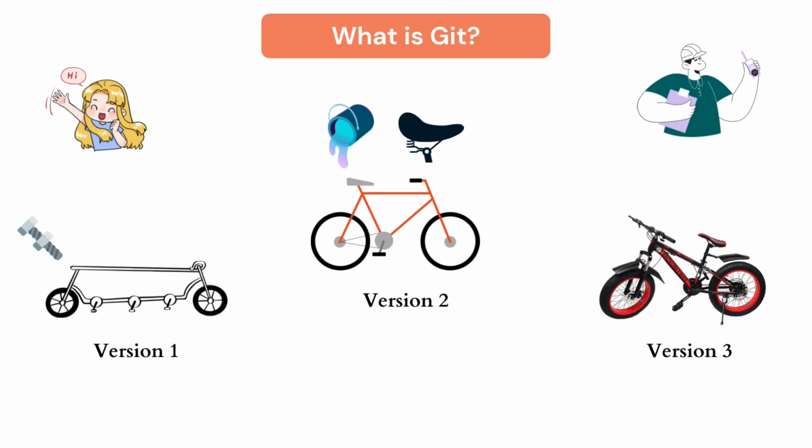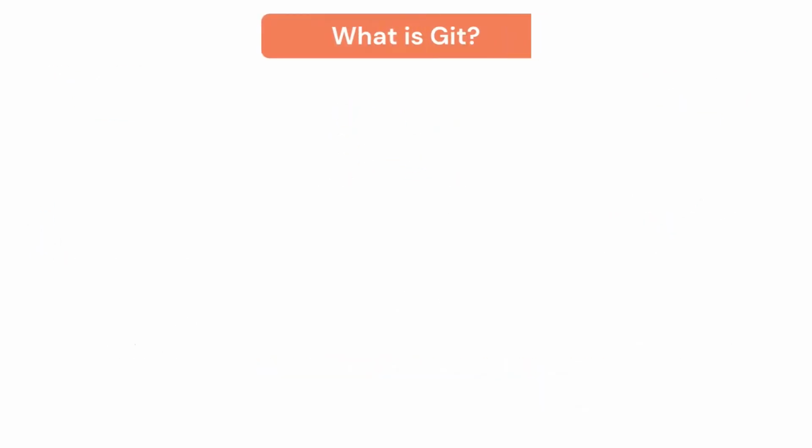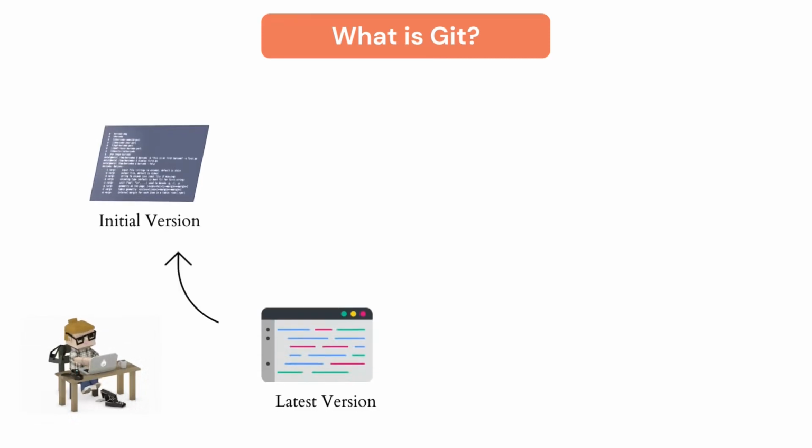Now, I need to go back to version 1. Is it possible to go back to version 1 easily and effortlessly from version 3? Yes. Here's where the version control system comes in. Similar to this, in coding, we have multiple versions of code. If I need to go back to the previous version of my code, I need a version control system.